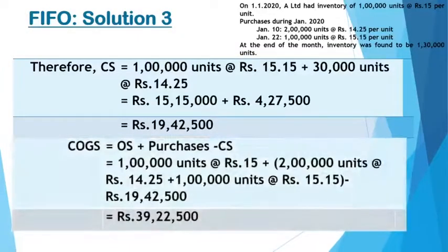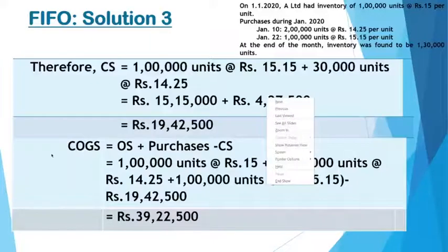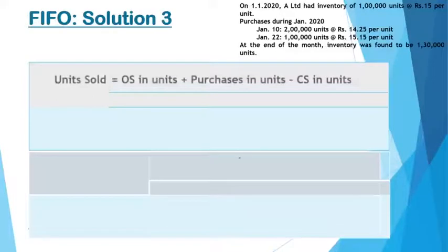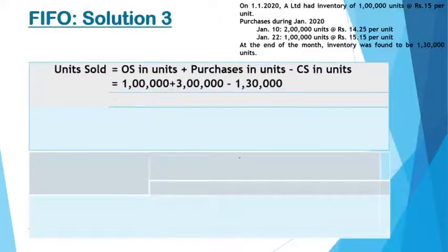Cost of goods sold can be determined by the formula that we all know, that is opening stock plus purchases, right? So you can determine this with this formula, but I will advise, rather than applying this formula, go with the logical sequence because that is there with us. So for cost of goods sold, just determine the units being sold. So you are selling 2,70,000 units. So units are to be sold from the initial lots.